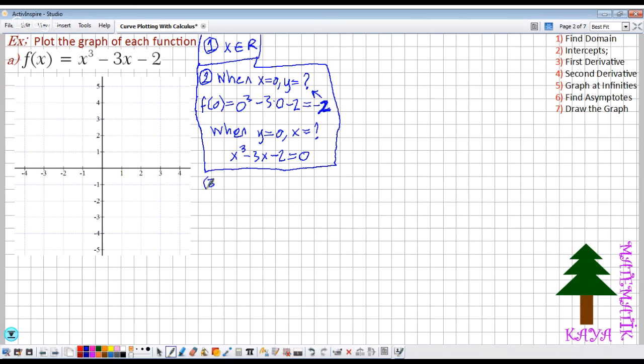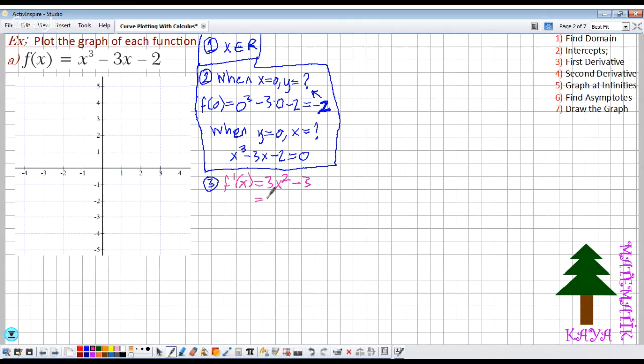So now the third step is the first derivative. Find the first derivative of this function and then determine increasing and decreasing. x cubed will become 3x squared. Then minus 3x will become minus 3, and minus 2 makes 0 when you take the derivative of it.